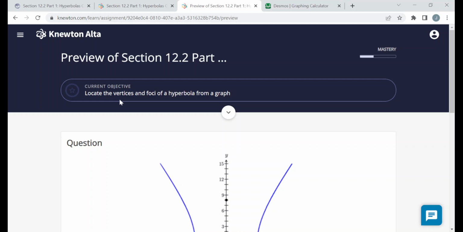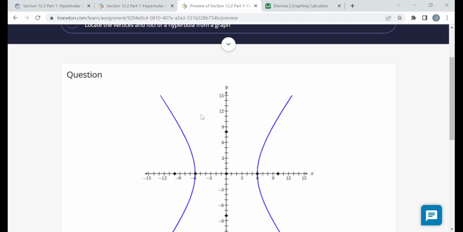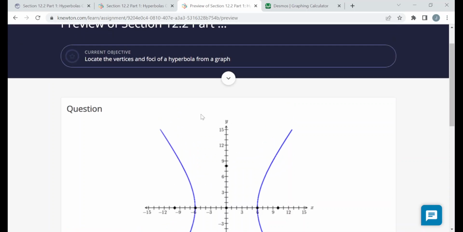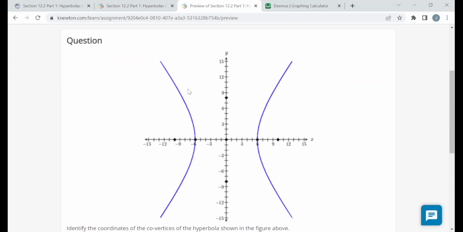I didn't do each objective yet, but this one's just simply locate the vertices and the foci. And again, they've got these points here, but you see how they're in black, they're not in blue. So the co-vertices, they're not actually part of the hyperbola. So find the vertices and foci. Now, here's a graph of some hyperbola. The hyperbola is just the two blue arches, right? The two blue branches.